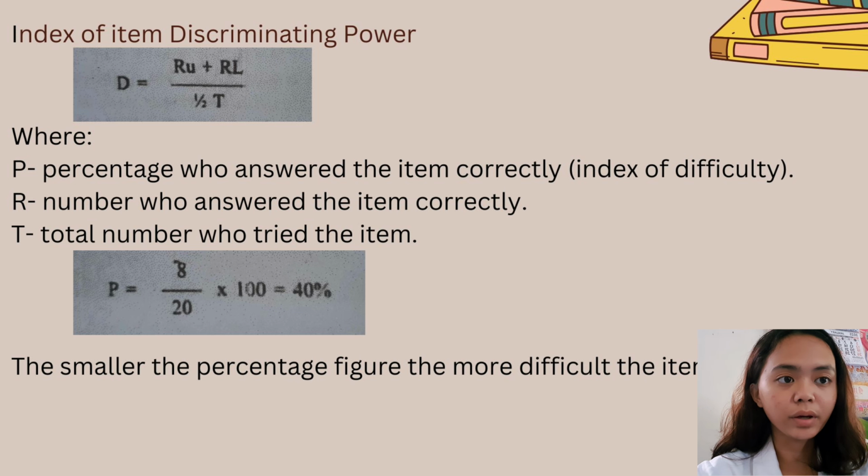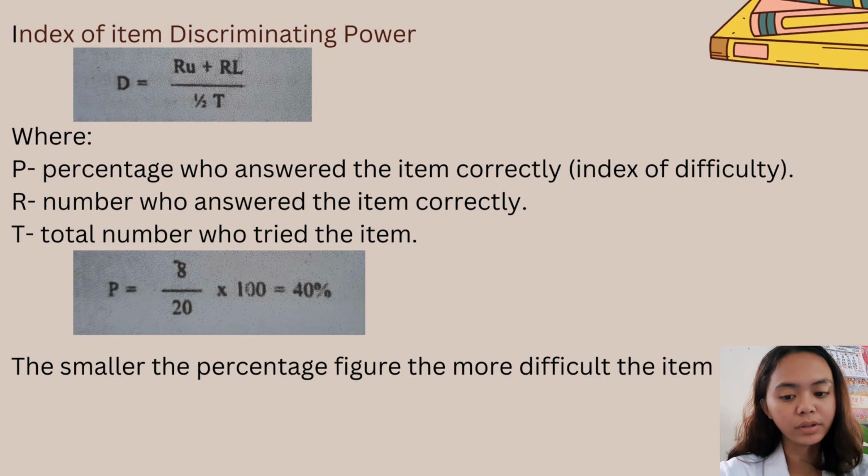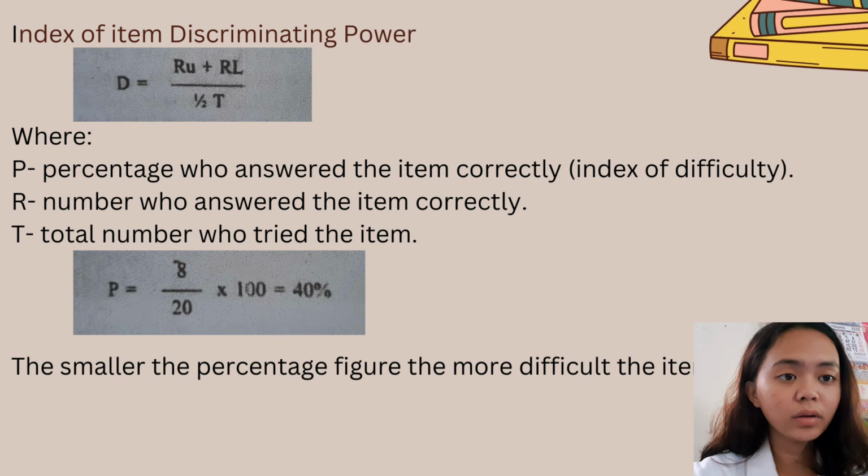Napansin ko lang na parang medyo iba yung nasa book. Siguro nagkaroon lang ng error while ginagawa itong book. Kaya pati ako medyo nalito rin. Then the next one, so the smaller the percentage figure, the more difficult the item. Kapag mababa ang total, ang naging total natin sa pag-compute, it means na sobrang hirap ng item na ibinigay.